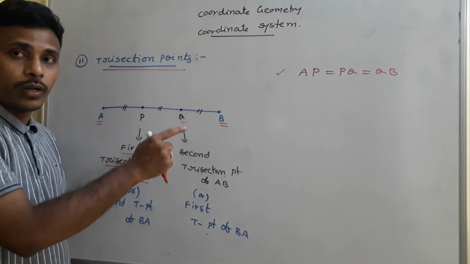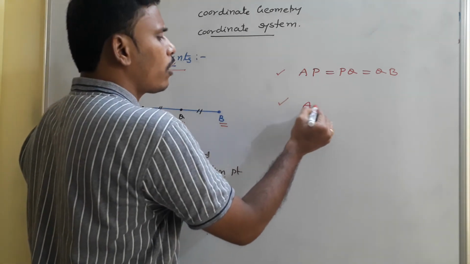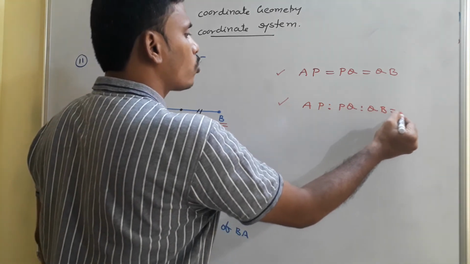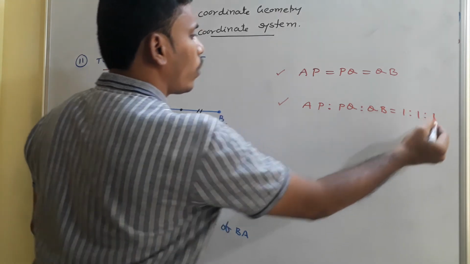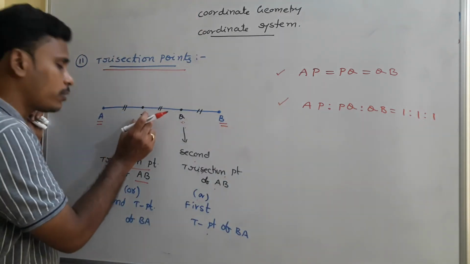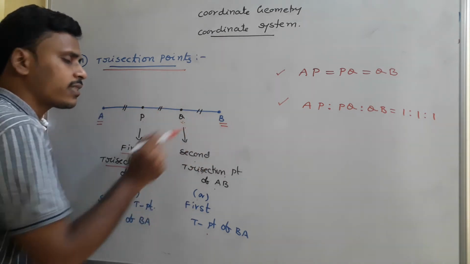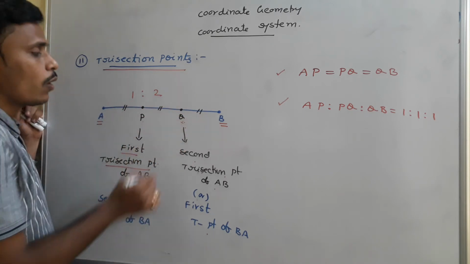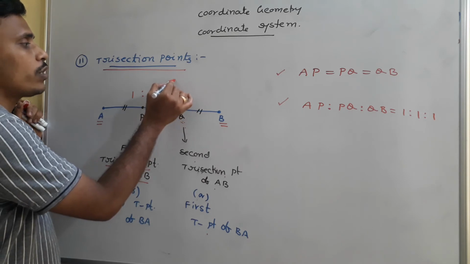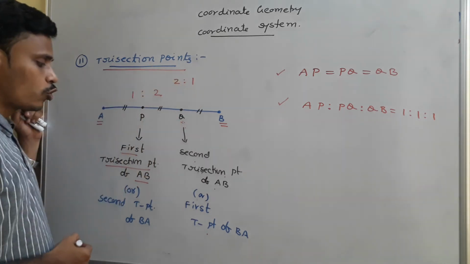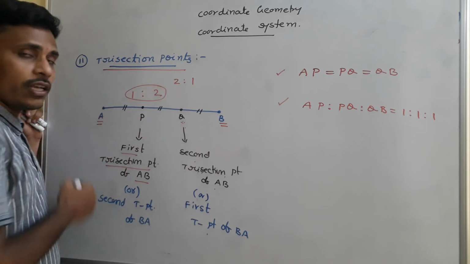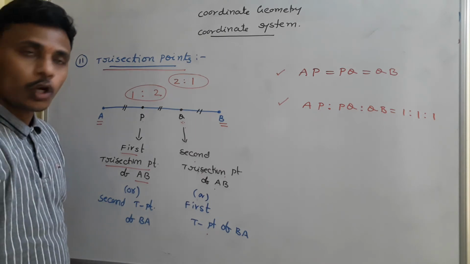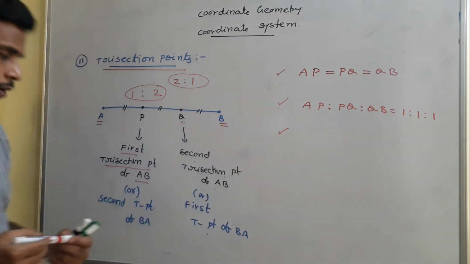Okay. See, these parts are equal. Since they are equal, the ratio AP is to PQ is to QB is equal to 1 is to 1 is to 1. And when you pay attention to P, it is dividing the total line segment into the ratio 1 is to 2. Okay, this part is 1 and this part is 2. Whereas Q is dividing the line segment into 2 is to 1. For the first trisection point, the ratio is 1 is to 2, and for the second trisection point, the ratio is 2 is to 1. Okay, and there are many observations you can get from this.